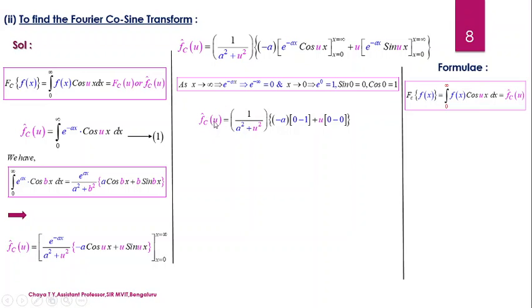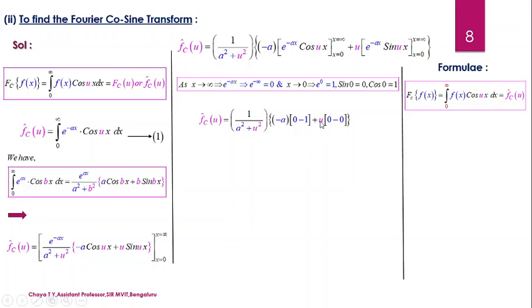Therefore the Fourier cosine transformation is now 1 divided by (a² + u²) times minus a into e^(−infinity), which is 0. 0 into any value is 0. So I have the term 0 minus, before I substitute the lower limit cos 0, because x equals 0 is the lower limit. So cos 0 is 1. Therefore the first term after substituting the limits will be 0 minus 1 times minus a.